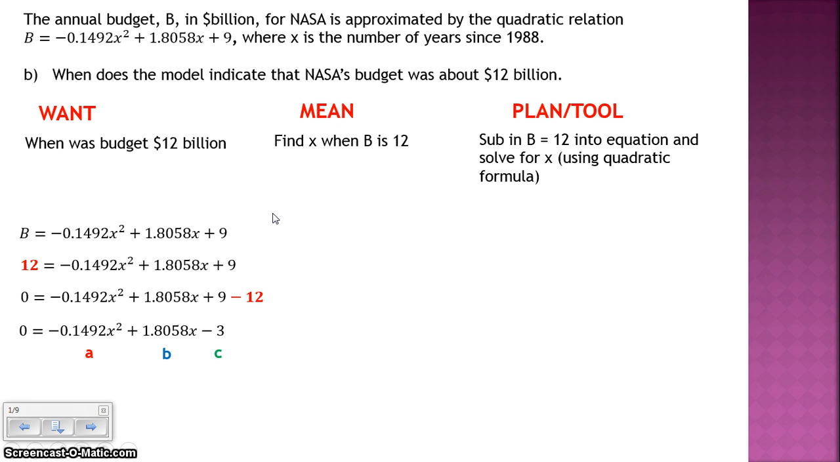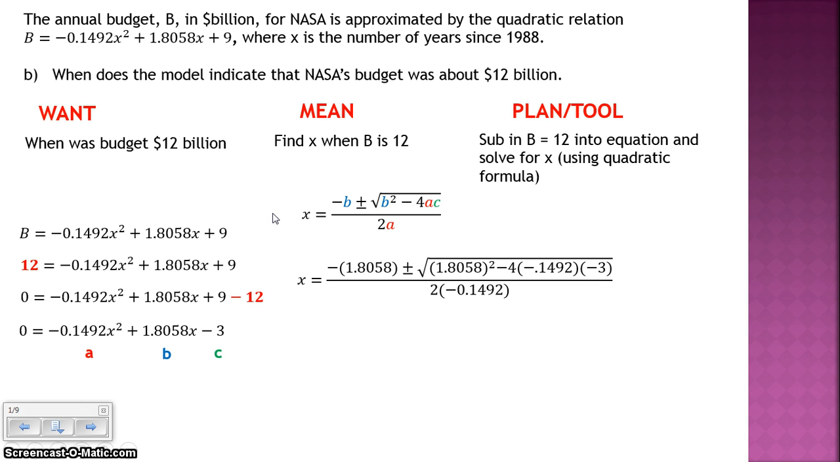So we're going to use the quadratic formula to solve for x. I have my quadratic formula there. I'm going to sub in all my values. So I'm going to sub in 1.8058 for B, negative 0.1492 for A, and negative 3 for C.